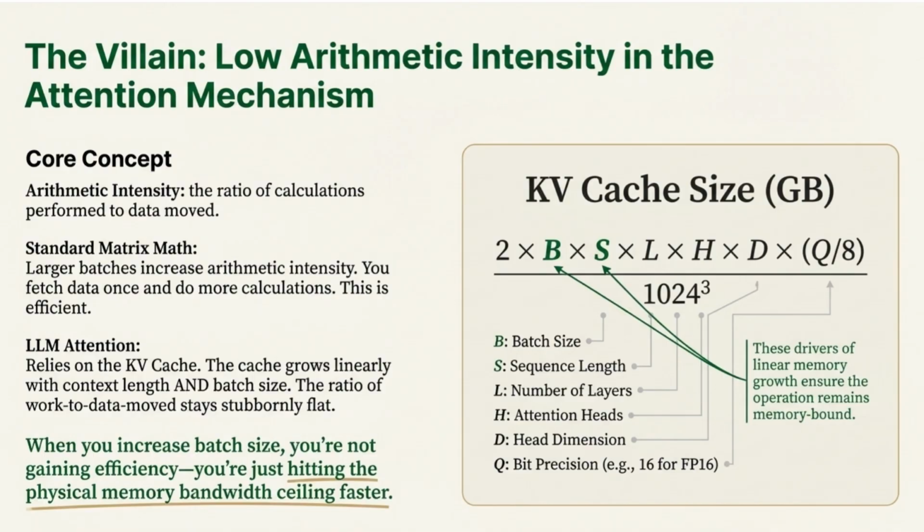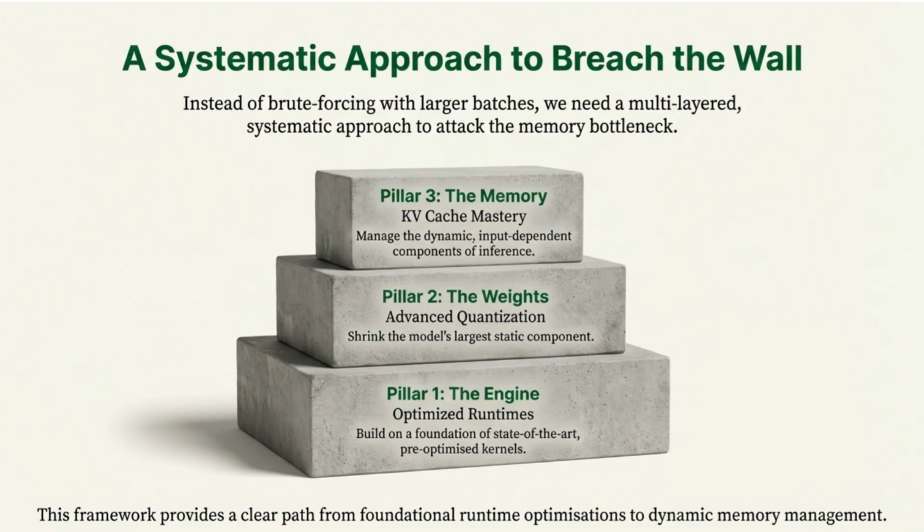Here's the key insight. When you double your batch, you also double your cache. The ratio stays the same. You can't escape the bandwidth ceiling by batching harder. So if batching doesn't solve it, what does? We need to attack this at 3 levels. Think of these as 3 pillars.